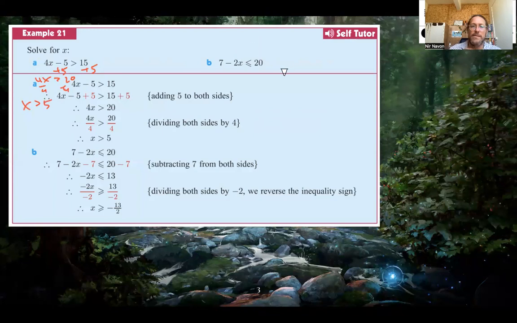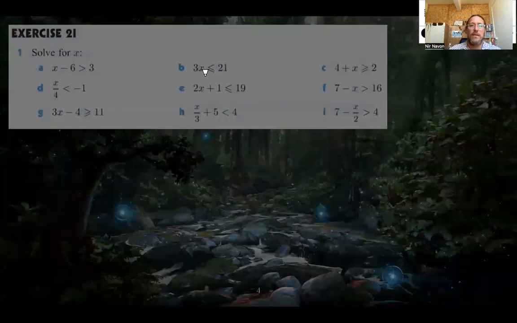7 minus 2x less than or equal to 20. Subtracting 7 from both sides, we get minus 2x less than or equal to 13. Now, when we divide both sides by negative 2, we reverse the inequality sign. So x, instead of less than or equal to, is now greater than or equal to 13 over minus 2. That's the final solution.